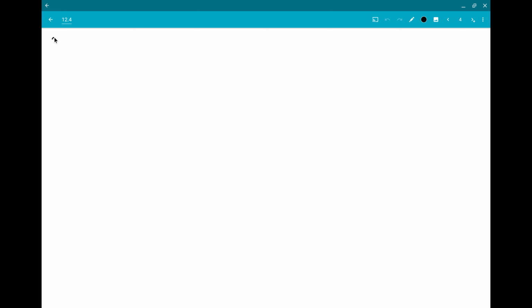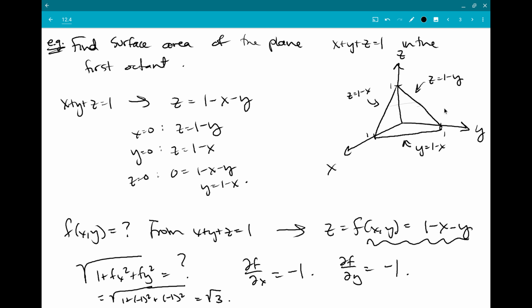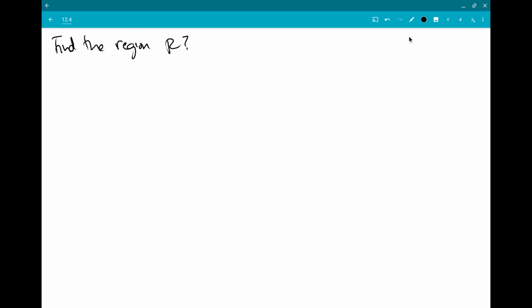Next up, we're going to have to find the region R. And the region R is the projection of our surface down into the xy plane. So it's this thing right here. So I'm going to go ahead and plot that separately so that we can look at it. And it was bound by the line y equals 1 minus x we found previously. So it's just this triangle right here.